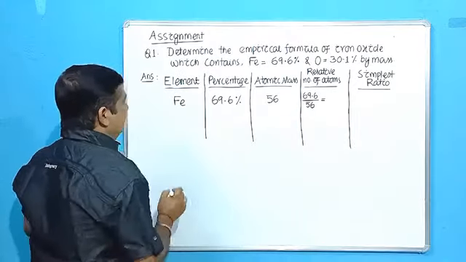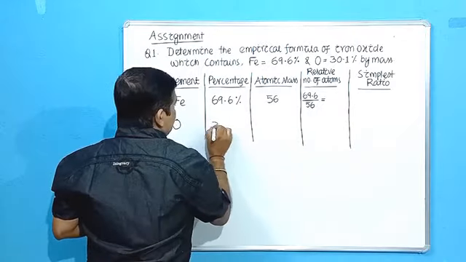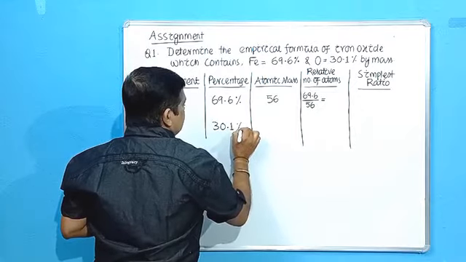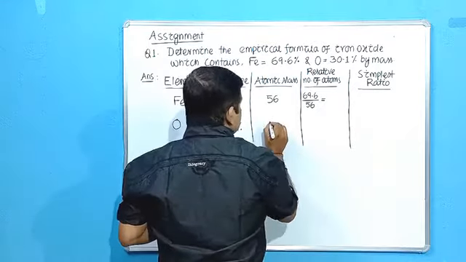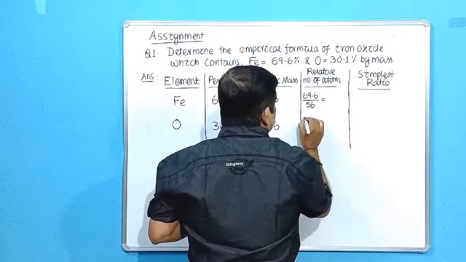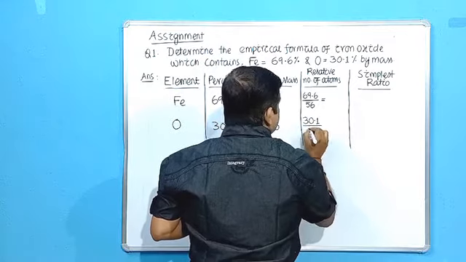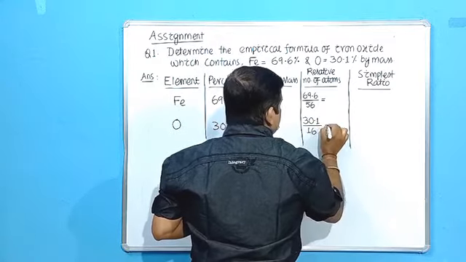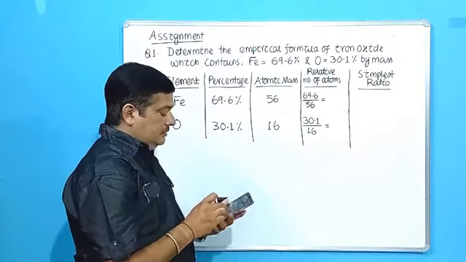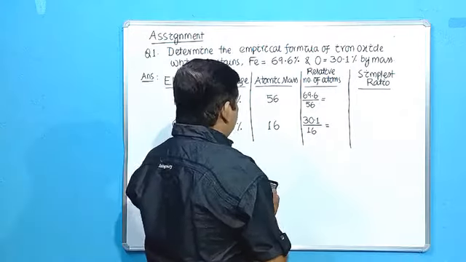Then next is oxygen. Oxygen percentage given is 30.1%. Oxygen atomic mass is 16. So what will be the relative number of atoms? Now 30.1 divided by 16. So let us see what are the results. So I will be using the calculators, but you have to calculate it manually. Okay.